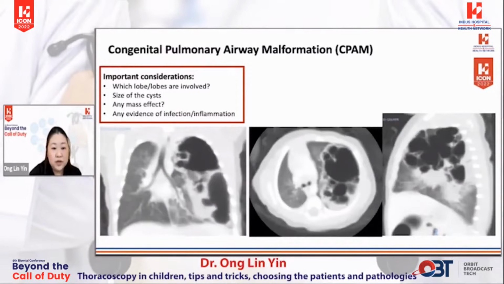This is another child with an infected lesion. In this case, there are 2 options. One is you can wait for the infection to settle and then re-image with a CT scan and determine whether this case can then be done thoracoscopically. The alternative may be to proceed with a thoracotomy and a resection if the infection does not settle.